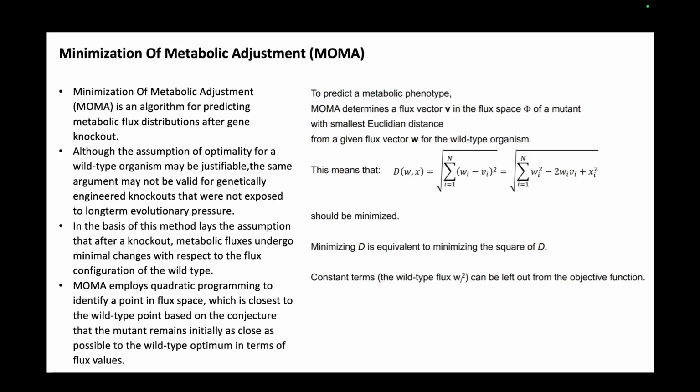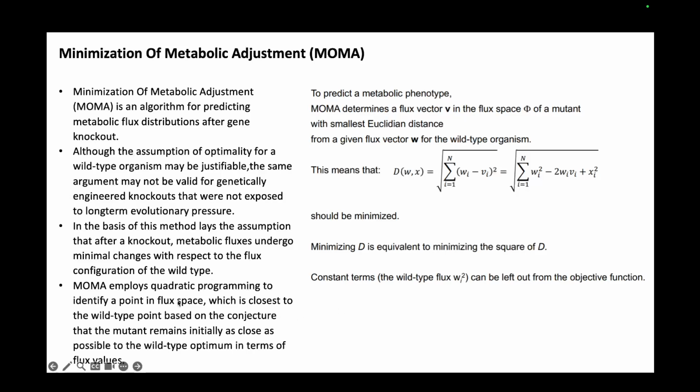At the basis of this method lies the assumption that after a knockout, metabolic fluxes will undergo minimal changes with respect to the flux configuration of the wild type. So the whole assumption is based on robustness and resilience, that even if you knock out a particular gene or a protein from the network, the metabolic flux change along the network is minimal. That is the whole assumption for MoMA, minimization of metabolic adjustment, as the name suggests.